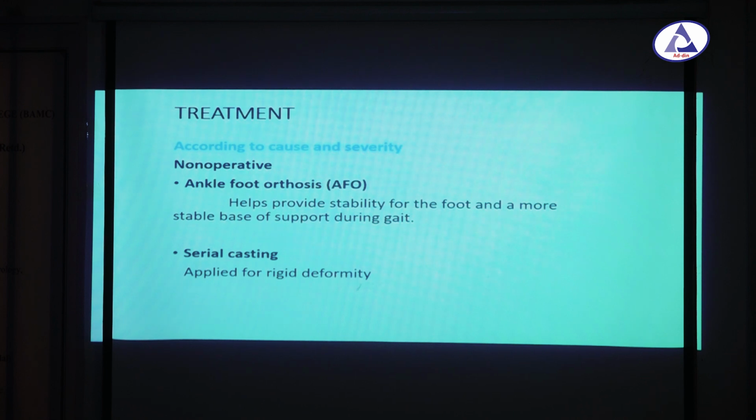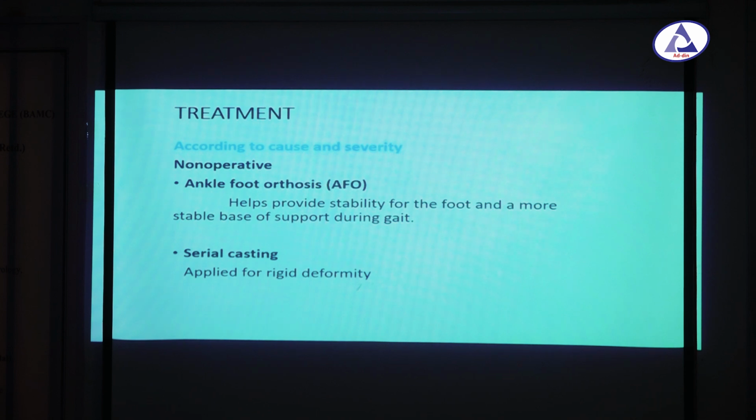We have the opportunity to do non-operative treatment as well as operative treatment. Non-operative treatment includes ankle foot orthosis, and we can use this in flexible cases where the rigidity is still not present. This helps provide stability for the foot and a more stable base of support during gait.